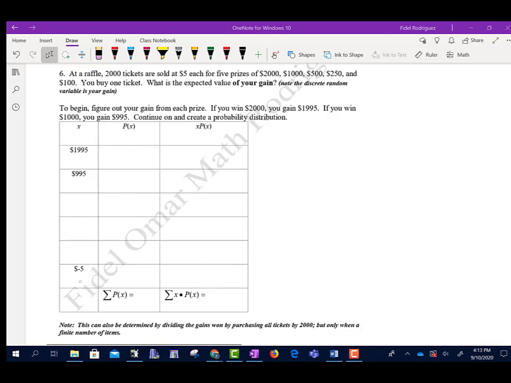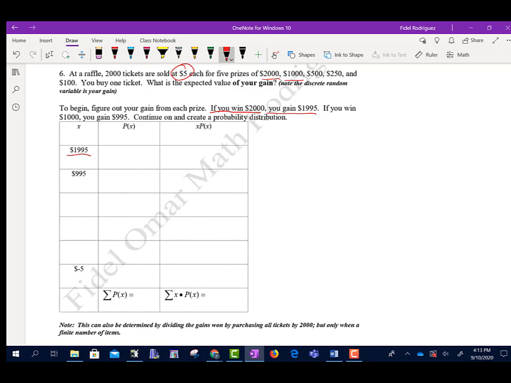All right, so it says here, to begin, figure your gain from each prize. It says if you win $2,000, you only gain $1,995. Okay, so the first question might be, why, if I win 2,000, am I only gaining 1,995? Because we had to buy that ticket for how much? For $5, right? So if I pay $5 for my raffle ticket and I win the $2,000 prize, I really only won $1,995, right? Okay, so that's the one for the first one.